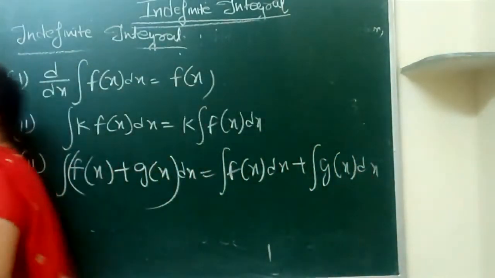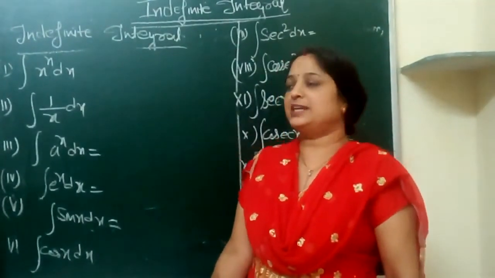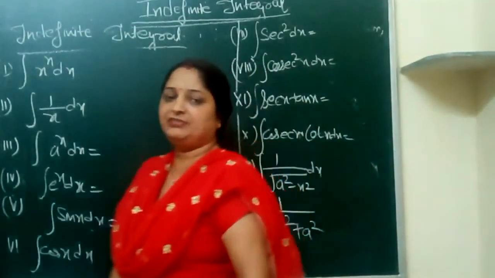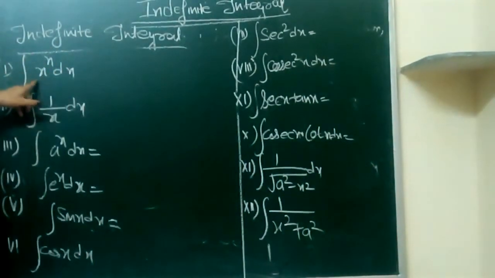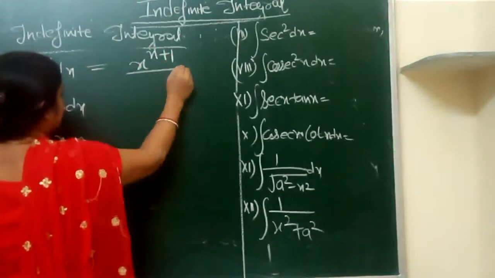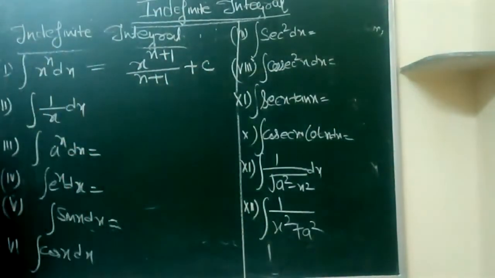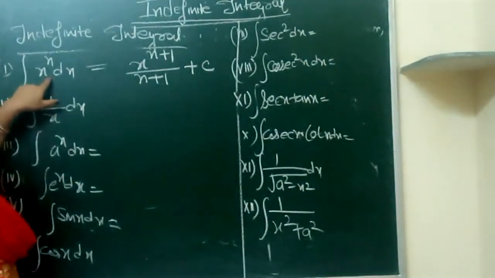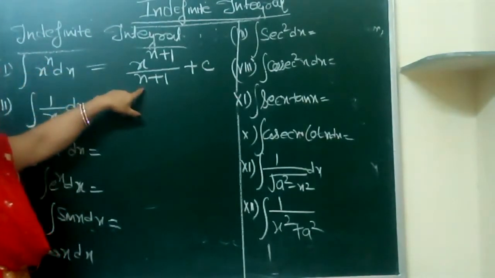After that I am telling you the standard formulas. Now some standard formulas in the indefinite integral. The first is x raised to power n dx. What is the integration of x raised to power n dx? The formula is x raised to power n plus 1 upon n plus 1 plus c. This is not possible only when n is equal to minus 1, because when n is equal to minus 1, the denominator will come 0.